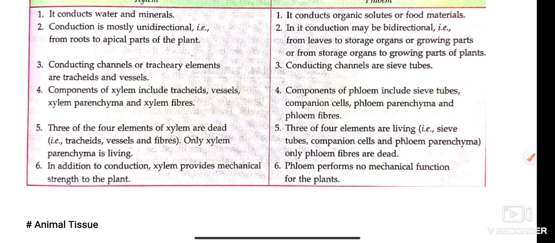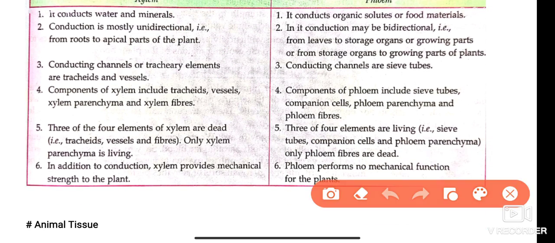Three of the four elements of the xylem are dead. Tracheids, vessels, and fibers are dead. Only xylem parenchyma is living, and it can store food.